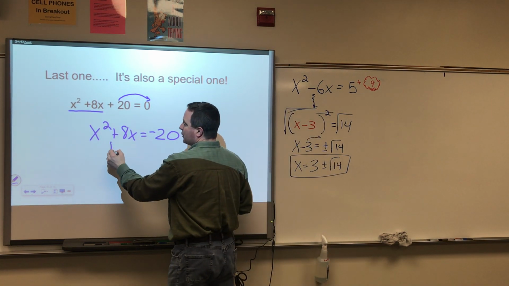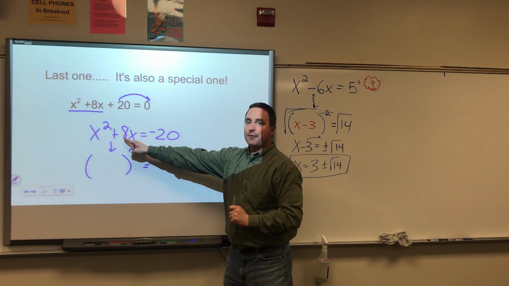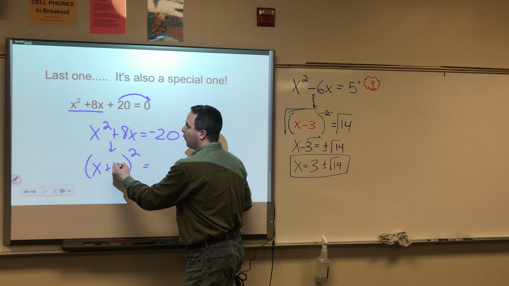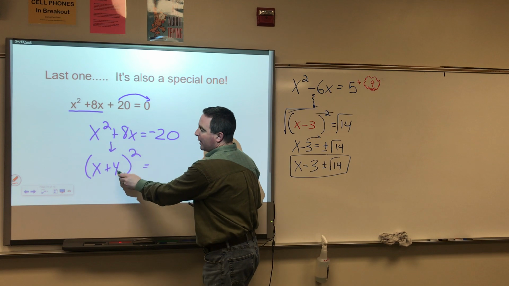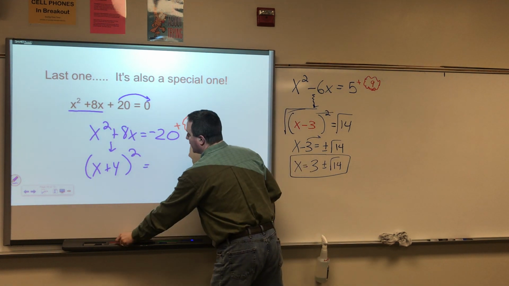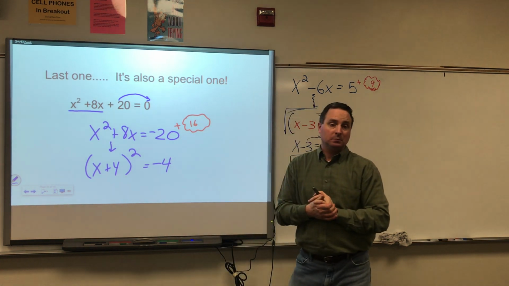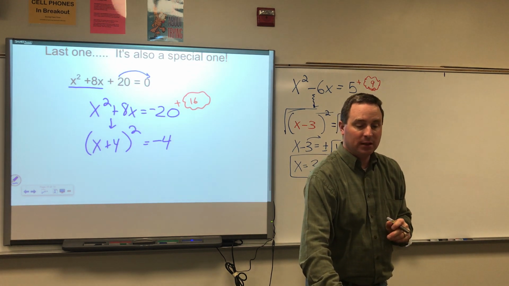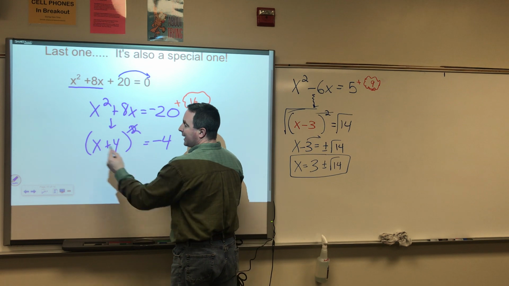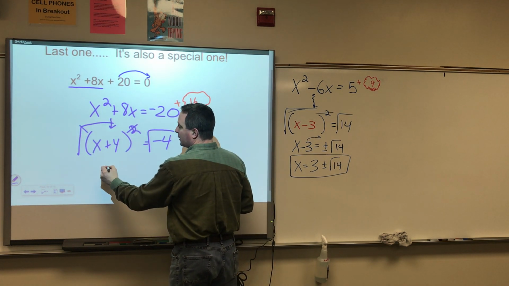Okay, I'm going to do my shortcut. In my parentheses is going to go half of b, which is 4. Half of 8 is 4, so x plus 4. If I square it, 4 squared is 16. So I'm going to add 16 to the other side. Negative 20 plus 16 is negative 4. Okay, so we're doing the same thing. Okay. To solve for x here, I need to get rid of the square, and I can do that by square rooting both sides. The square and the square root go away.